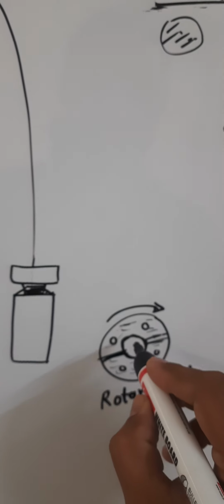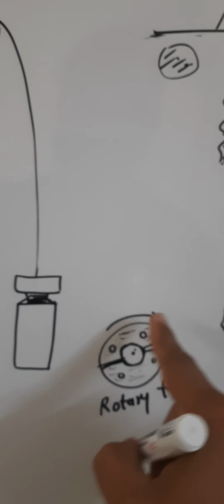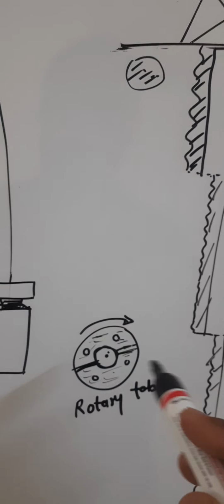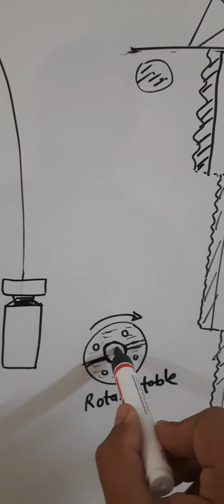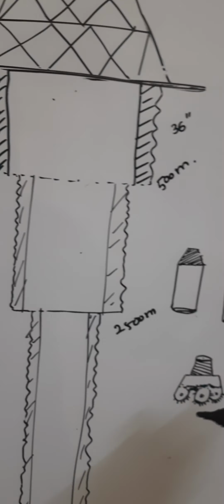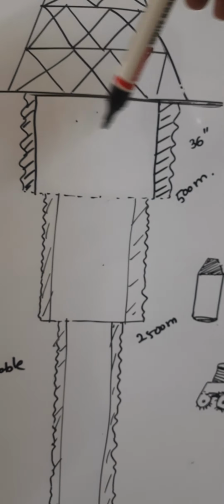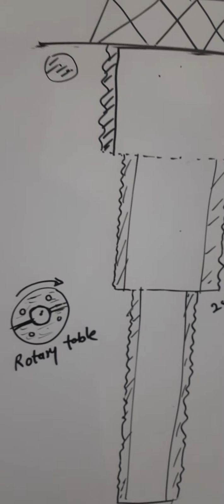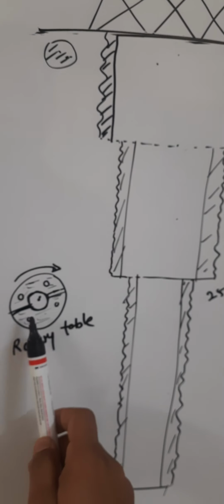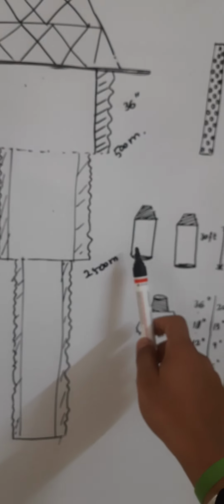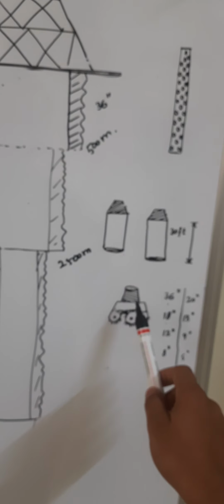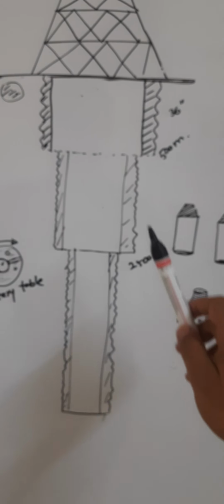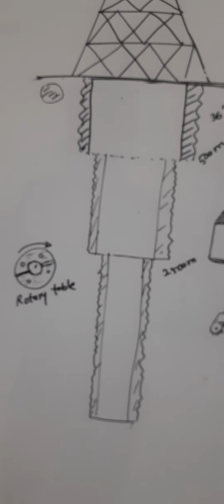So these pipes are placed into this rotary table, and this rotary rotates, due to which the pipe also rotates. With the pipe, the bit rotates, and hence the cuttings are generated and we are going down. So one thing is clear: due to this rotary, these pipes are rotating. With the pipes, the bit is connected, the bit is rotating, so drilling is happening.